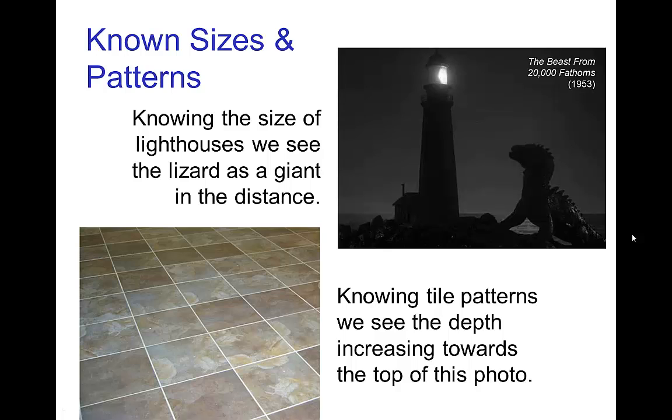Another visual cue for depth and distance is using known sizes and patterns. So knowing the size of lighthouses in this image, we sense that the camera is far away because we see a tall lighthouse, and then next to it we see this monster, and we also get a perception of it being a large monster. For known patterns, a common one would be a tiling pattern, so we realize that the top of the photo is farther away in the background compared to the bottom of the photo, which is in the foreground.